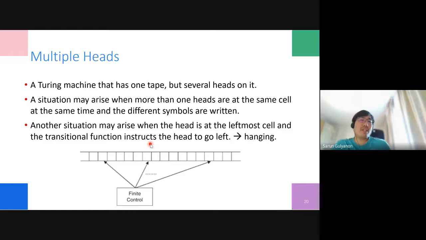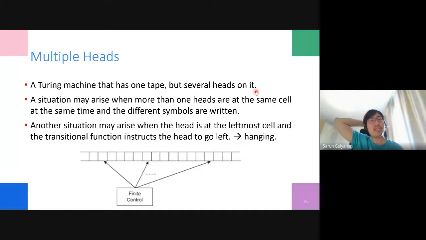Here there is also another variation of the Turing machine that you should all know as well. It is the multi-head Turing machine this time. It differs from the multi-tape in the sense that you still have only a single tape, but you have several heads. So it is a Turing machine that has only one tape, but with several heads on it.